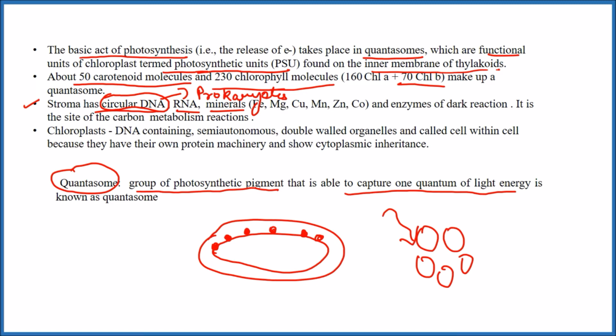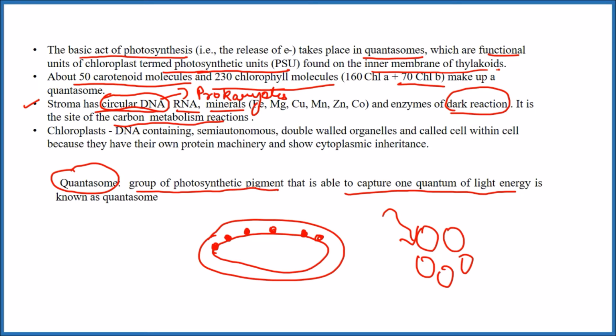So stroma has circular DNA. It has RNA, minerals, and enzymes for dark reaction. So what is dark reaction? Dark reaction doesn't mean the reaction takes place in the absence of light. We can replace it or name it as carbon metabolism reaction.